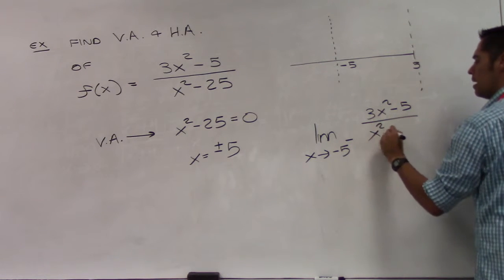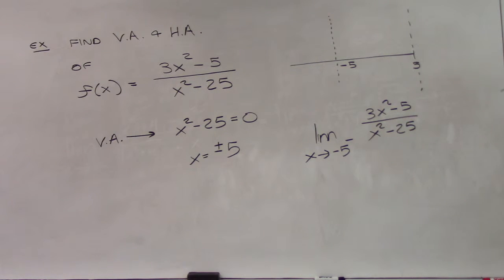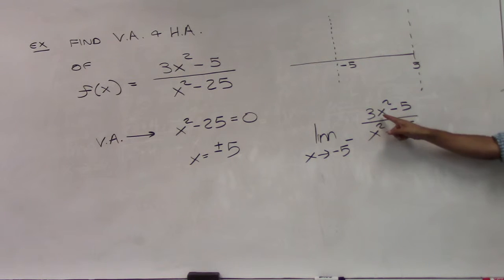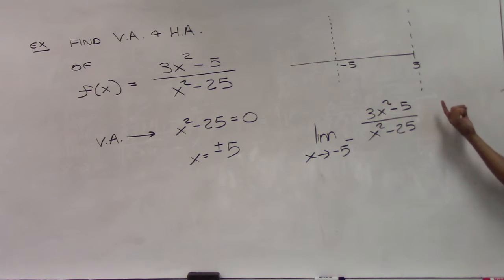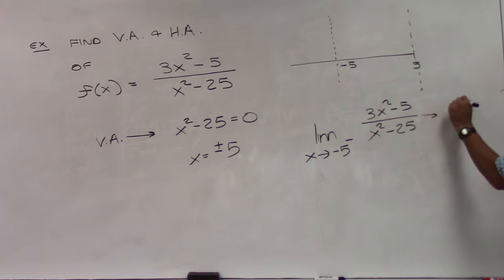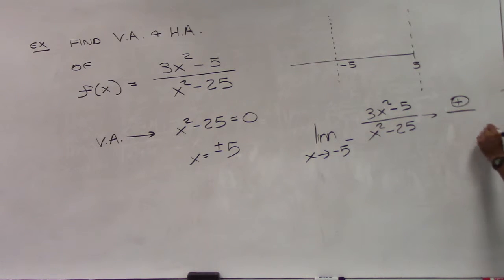Can you help me figure out what this is? Plug it in first. Okay, so do direct substitution. What do you get on top? Negative 5 squared times 3 minus 5. So what? Positive number on top? Yeah. So this is going to be a positive number on top. What's the bottom headed to? 0.